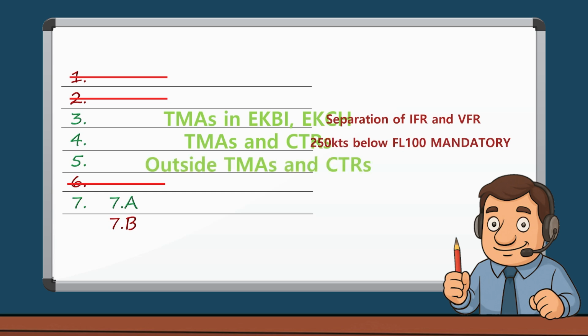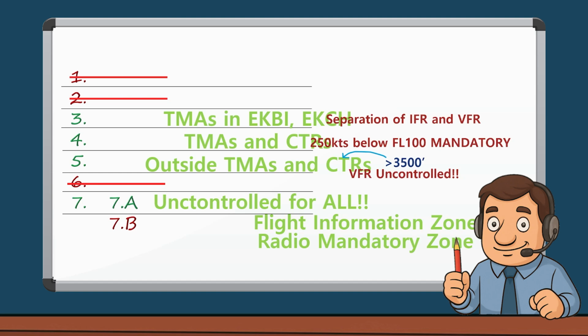Class Echo for all airspace outside the TMA above 3,500 feet, completely uncontrolled for VFR, and Class Golf below, uncontrolled for all, with two-way radio communication required for VFR inside AFIS zones.